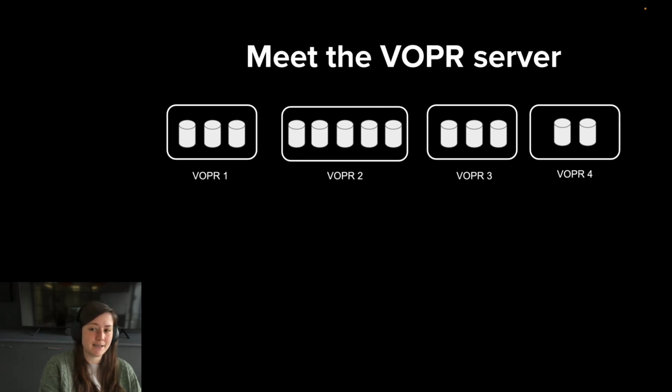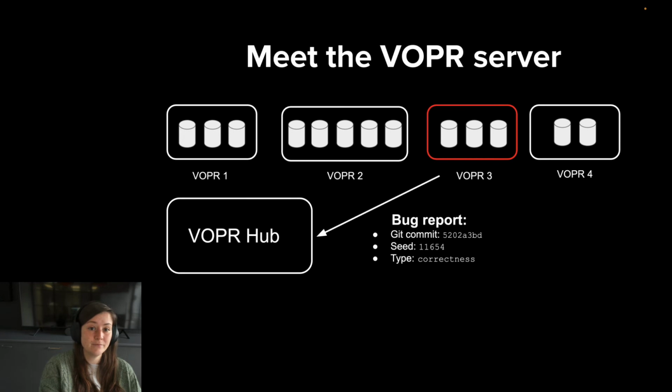But what about our second problem? How do we collect all of that information we need if one of the VOPRs finds a bug? The VOPR server isn't just running VOPRs, it's also running another program called the VOPR Hub that listens out for bug reports. So when a VOPR finds a bug, it creates a report that contains the version of the code where the bug was found, the seed that describes the environmental conditions used to run that test, and the type of bug that was found. It then sends this report to the VOPR Hub.